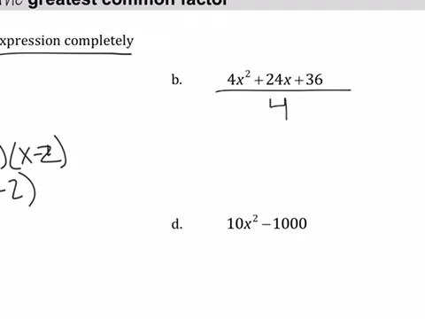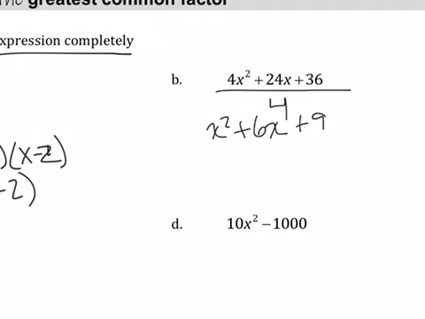All right, let's do 4 divided by 4. That's just 1. x squared is going to remain the same because there's no exponents to subtract. I'm going to go 24 divided by 4. That's going to be a positive 6. Take that x with me because I can't subtract an exponent on that one either. And then this one is just 36 divided by 4. That's going to be 9.